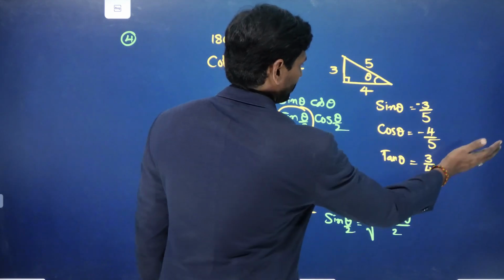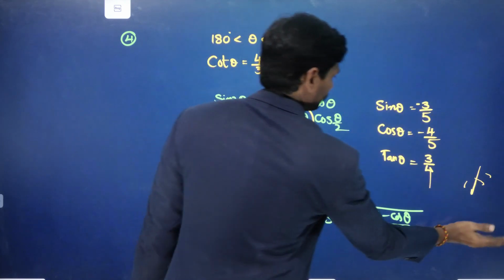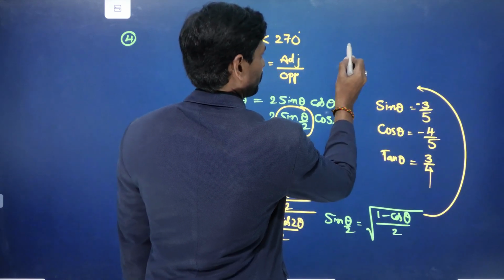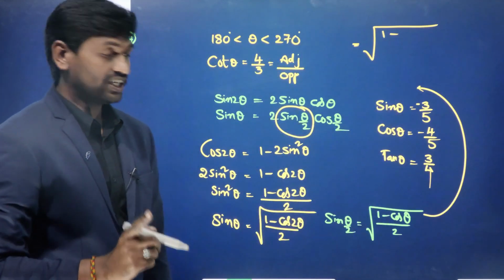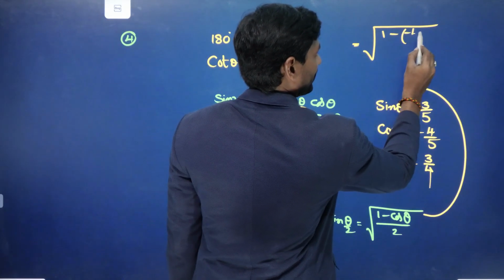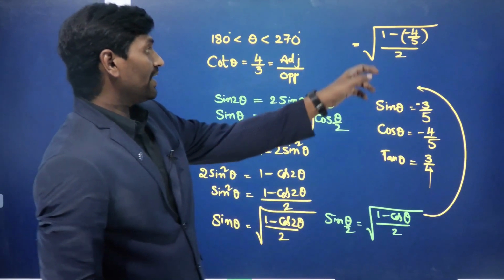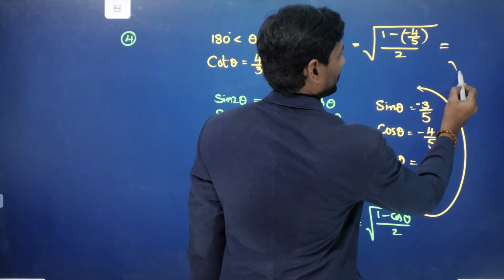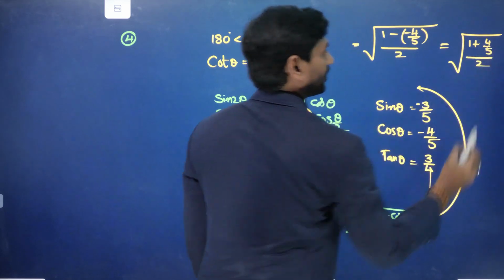What are the values I am arranging here? Sin theta by 2 equals root over 1 minus cos theta. Here the cos theta value is minus 4 by 5, divided by 2. Here minus into minus becomes plus, and root over (1 plus 4 by 5) divided by 2.